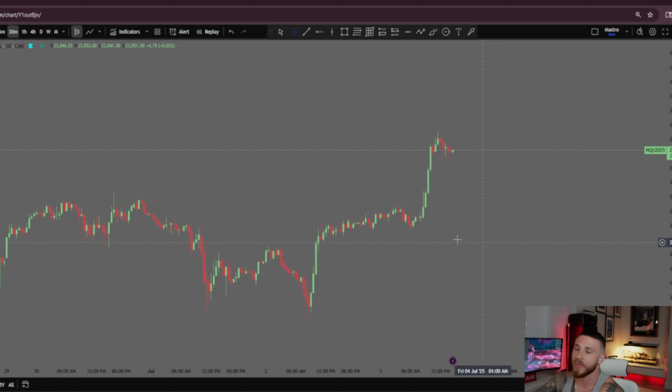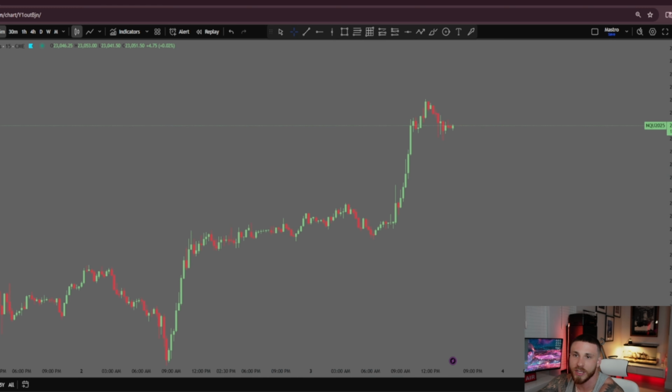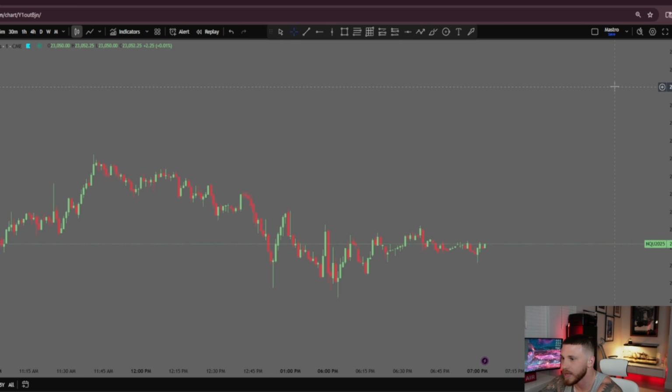Same thing, go down, 30 minute. All these candles right here show you where price went within 30 minutes. And then you continue down, 15-minute. All these show you the price action of where price went within those 15 minutes. 5-minute, 1 minute, same thing.